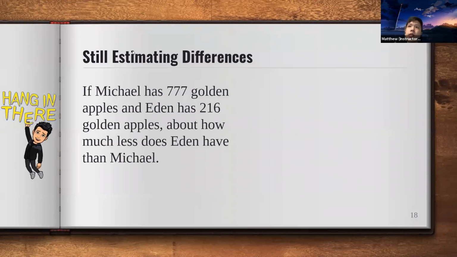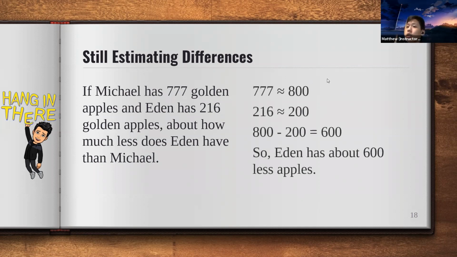So another example of estimating difference is if Michael had 777 golden apples and Eden had 216 golden apples, how many fewer does Eden have than Michael? Again, you can manually subtract, which would be 1, 6, and 5. So the answer would be 561. That's how many fewer golden apples Eden has than Michael. Or you can round. 777 is about 800. 216 is about 200, and 800 minus 200 is 600. So Eden has about 600 apples less.